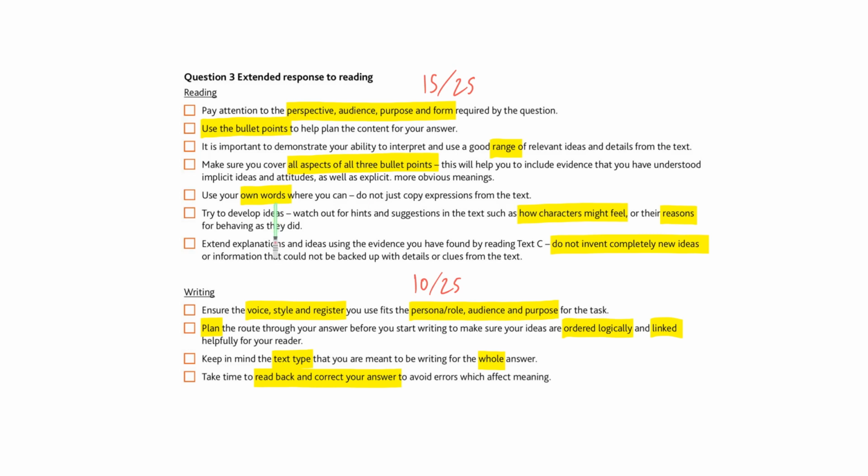Don't quote unless it's technical words. Focus on feelings and why characters behave as they do. Note the emphasis on feelings. It's not just a facts-based answer. And you shouldn't be just inventing completely new ideas. Make them plausible. Base them on evidence from the passage.